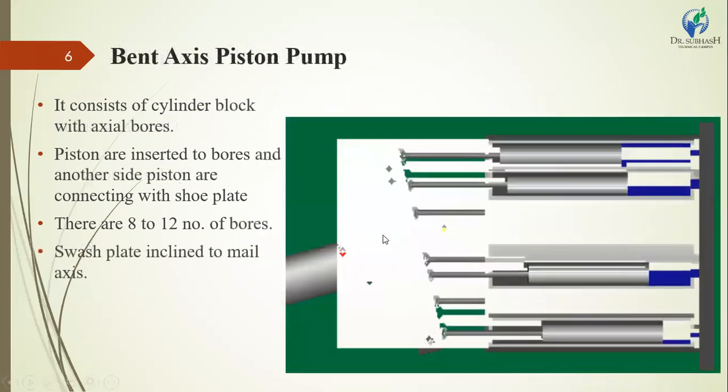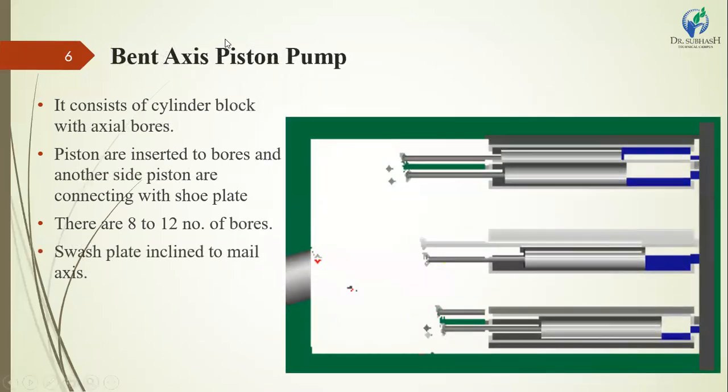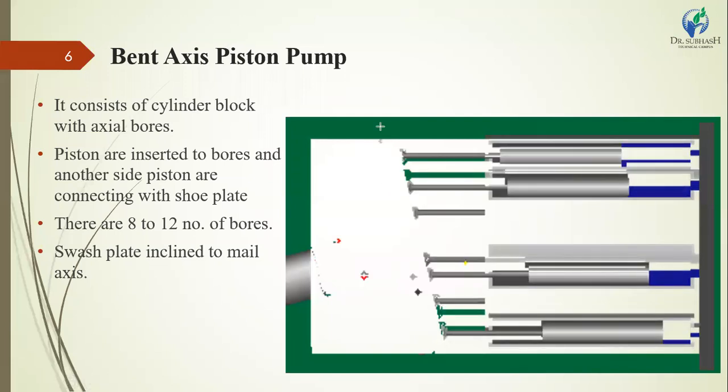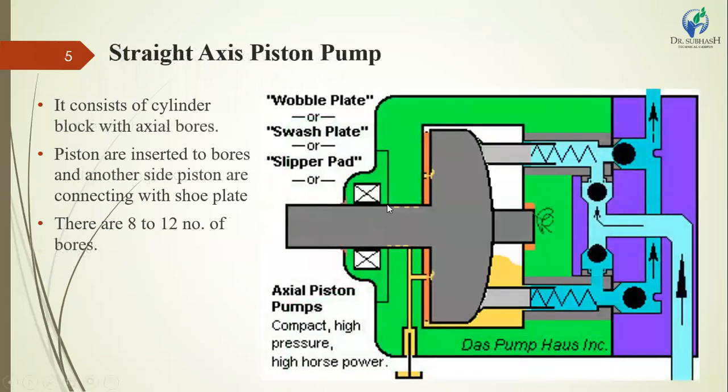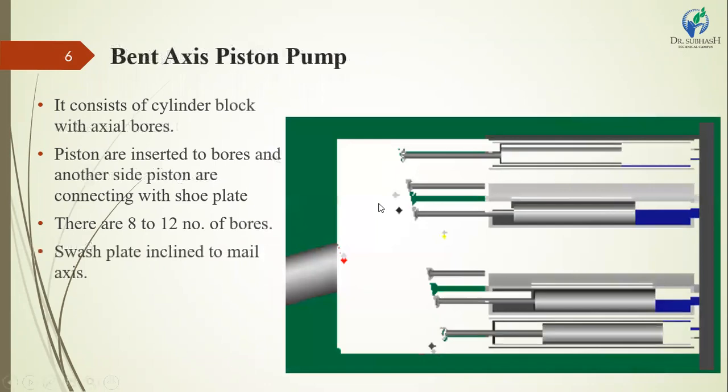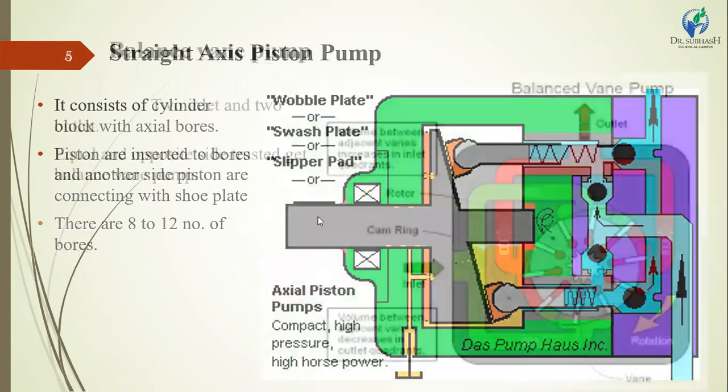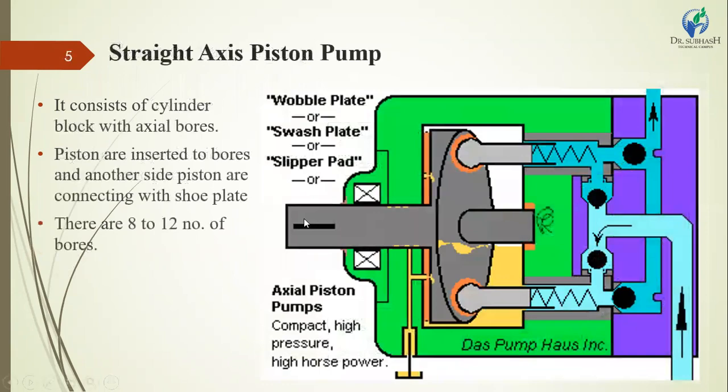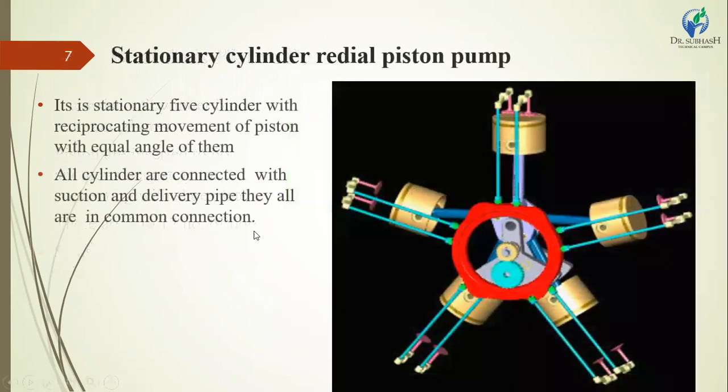The next pump is a bent axis piston pump. Here is a bent axis piston pump. A bent axis piston pump is similar to a straight axis piston pump. It consists of a cylinder block with axial bores and pistons inserted into these bores, but the swash plate... Here is the straight axis piston pump. Here is a bent axis piston pump. Sorry for that, we have to go to the previous slide.